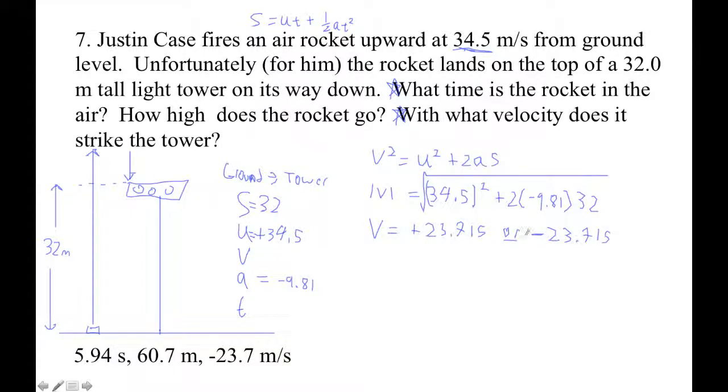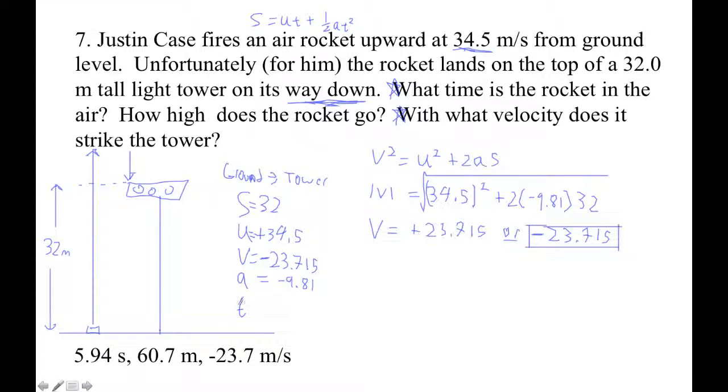23.715. Now, normally in math class we just go, well, let's use the positive number. But remember that the sign here is the direction of the velocity. And if it's hitting the tower on the way down, right, if that's true, then it must be that the negative answer is the correct one to use. Okay, so the velocity we're going to use is this guy, negative 23.715. And I'm carrying extra sig figs because I'm actually going to use that number.